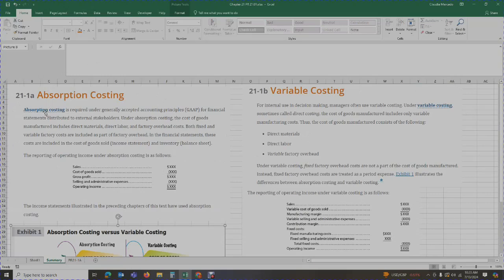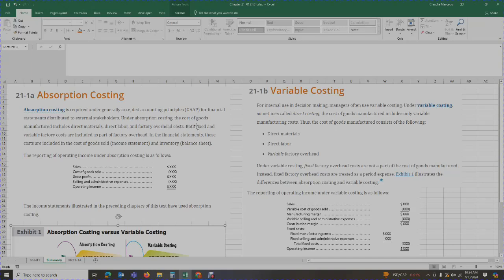Okay, so let's quickly go over absorption costing. Absorption costing is required under generally accepted accounting principles, GAAP, for financial statements distributed to external stakeholders. So we are going to be distributing this information. It needs to be under the absorption costing method. That is what is required by the law, by GAAP.